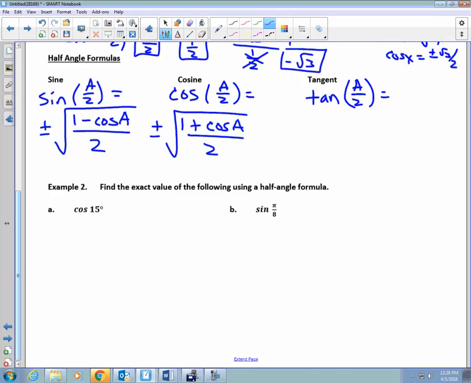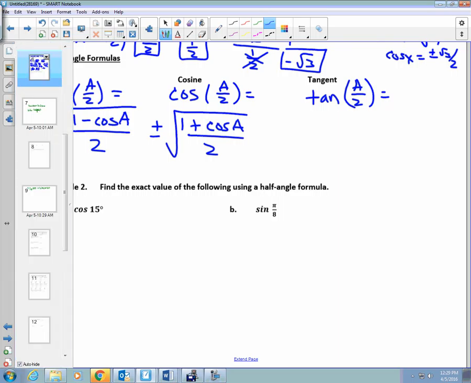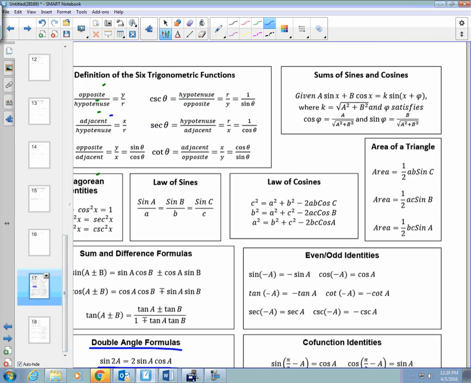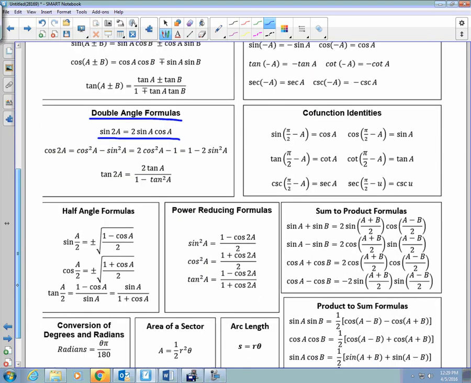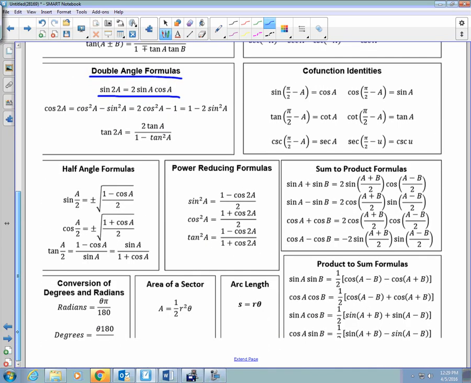You know what? I remember the first two. I remember sine. I remember cosine. I don't remember tangent. So fortunately, I put together this handy-dandy reference sheet that has half-angle formulas. Looks like for tangent, I have 2 options. Of those 2 options, how many do you think you choose? 1. That's what we'll do.